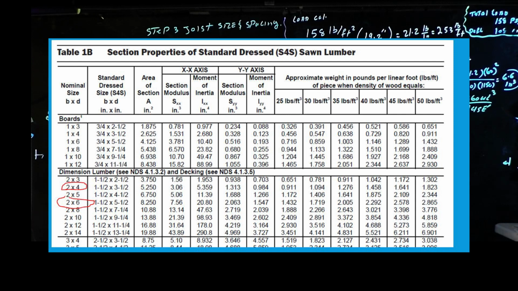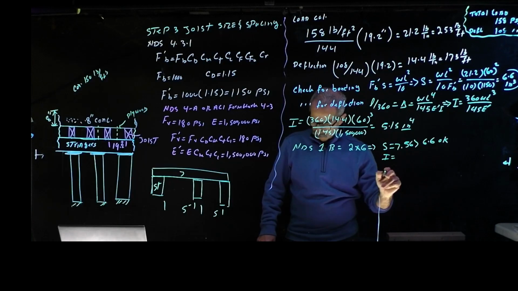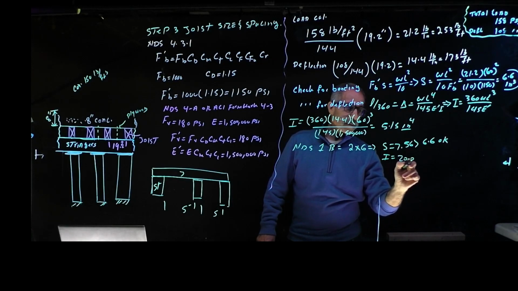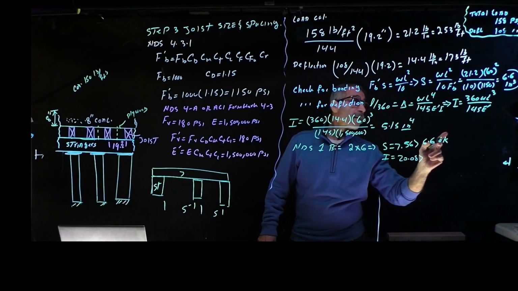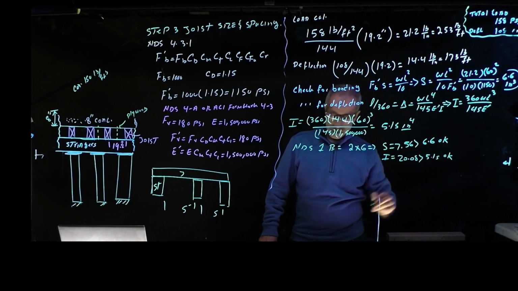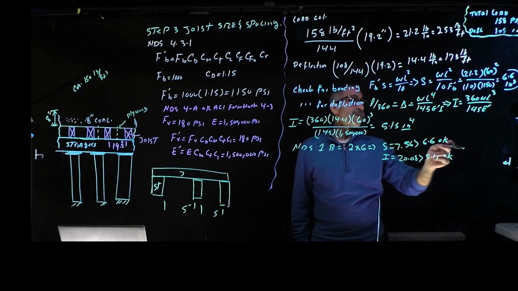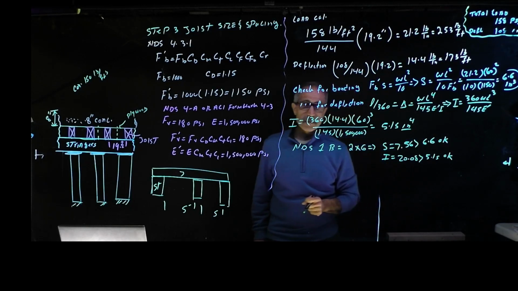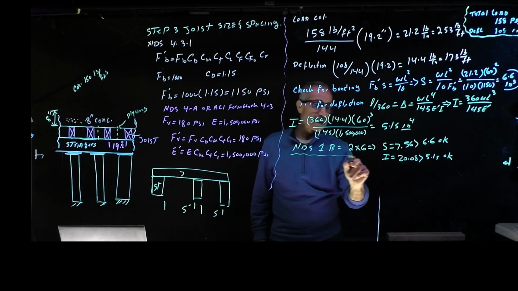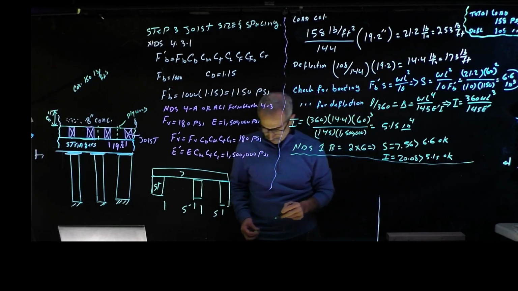I for 2x6 is equal to 20.08, which is bigger than 5. That's way okay. All right. But if I use 2x4, 2x4 will not make it because the section modulus doesn't make it. So this is for bending. Let's go ahead and check for shear.